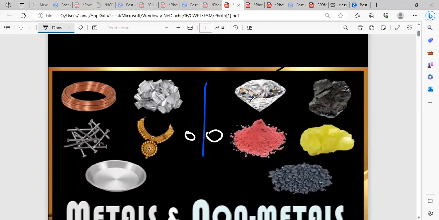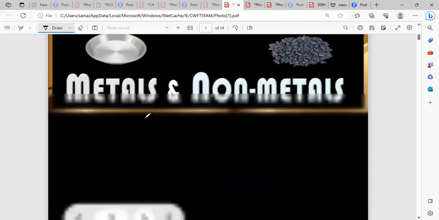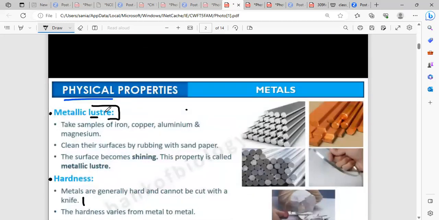As compared to this, which is black, over here nothing is black, right? So they all are shiny. So we got to know that metallic luster is there, that means they are the shiny ones. So let's see, take a sample of iron, copper, aluminium, and magnesium. So these are the metals.